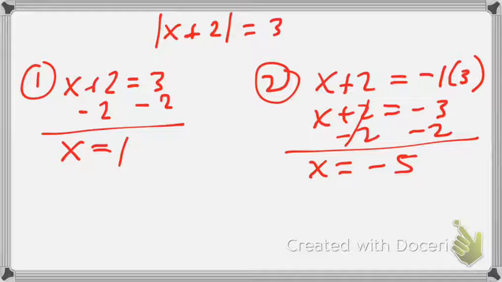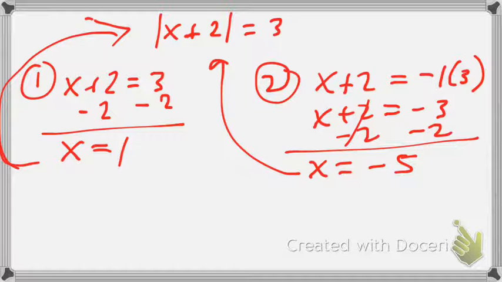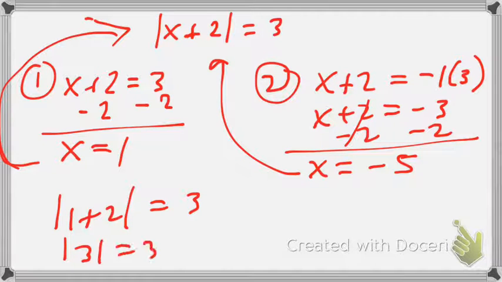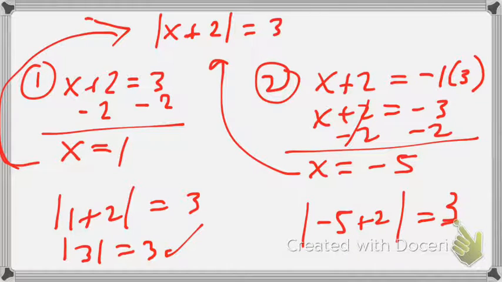Now, check for extraneous solutions. We can plug it back in here. So the absolute value of 1 plus 2, does that equal 3? Does the absolute value of 3 equal 3? Yes. The absolute value of -5 plus 2, does that equal 3? Well, the absolute value of -3, that is 3, so we're good here.